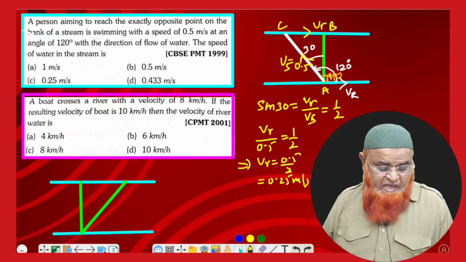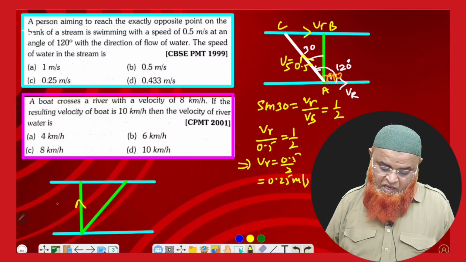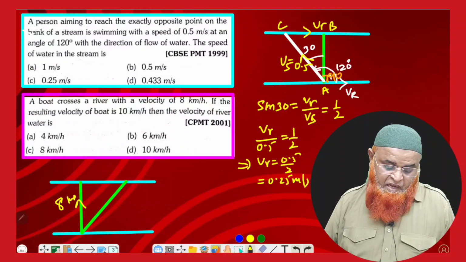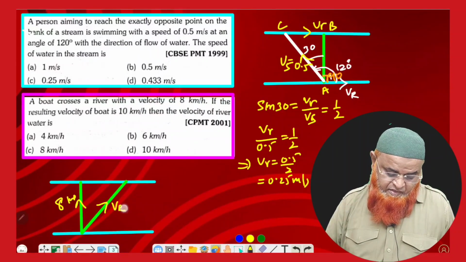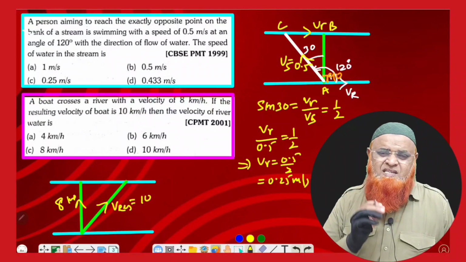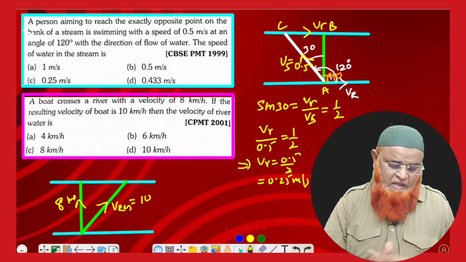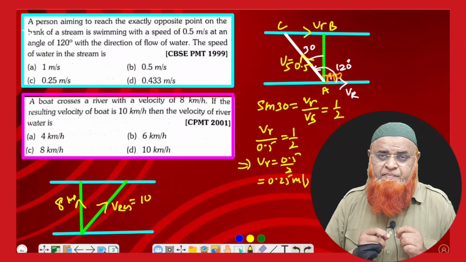Next thing is, a boat crosses the river with a velocity 8 kilometers per hour. Okay, so velocity of the boat is given. And what else? The resultant velocity of the boat is also given, as how much? 10. So with this it is understood that if the resultant velocity is greater than the boat's velocity, then that means this is the shortest time.